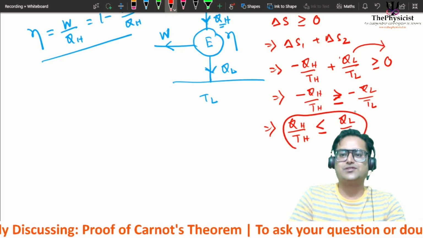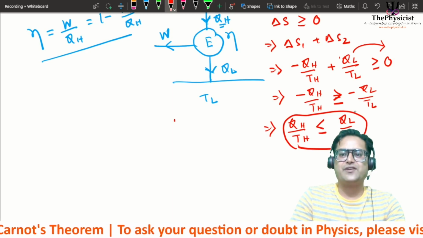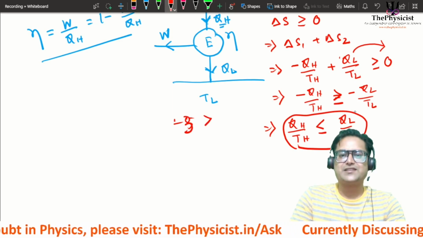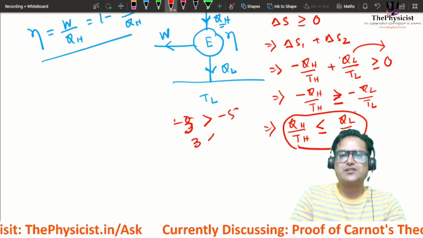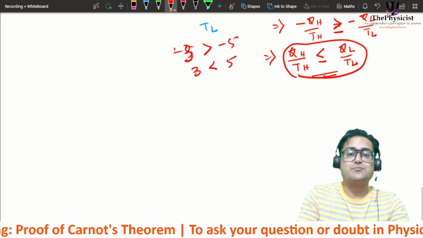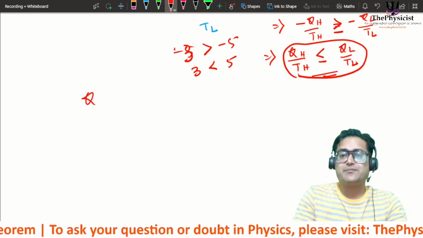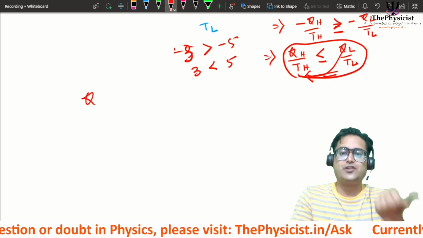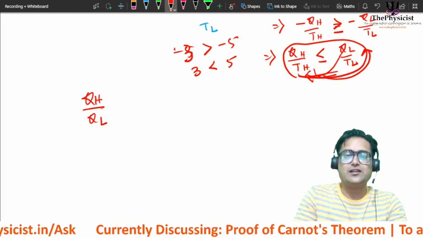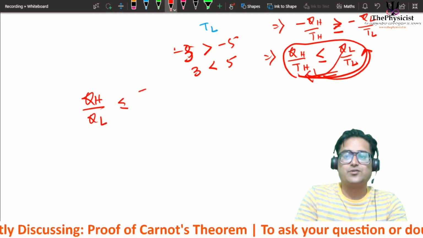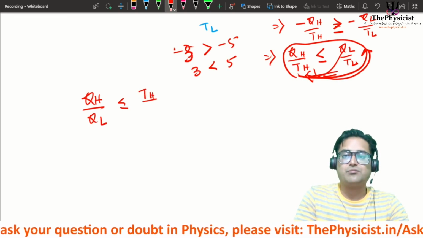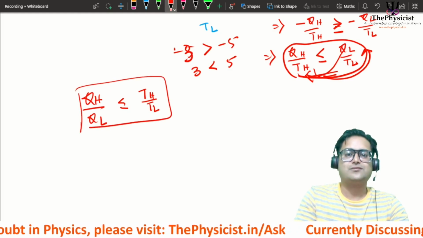Yes or no, students? Why? If minus 3 is greater than minus 5, then 3 must be less than 5, right? So that's why it is. Now, let's do some manipulations. If I bring QL to the left hand side denominator and take TH to the right hand side numerator, I'll have QH by QL less than or equal to TH by TL. Yes or no?